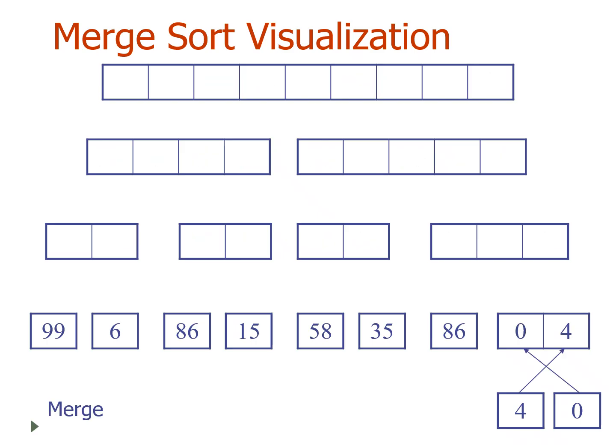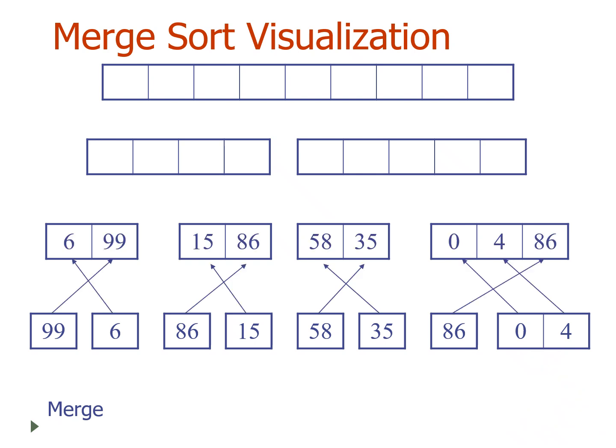Okay? And then when I merge 0 and 4 with 86, it's going to be 0, 4, 86. So I combine them in the right order. Okay? And when I merge 35 and 58, it's going to be 35 then 58, not 58 then 35. And again, the same thing is going to be 15 and 86, and it's going to be 6 and 99.